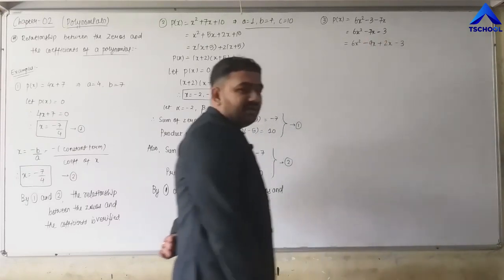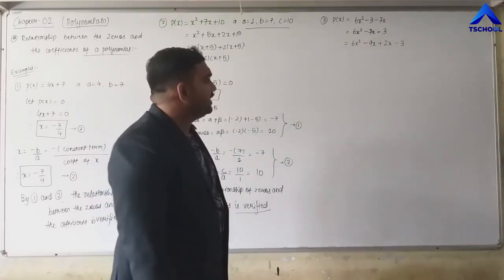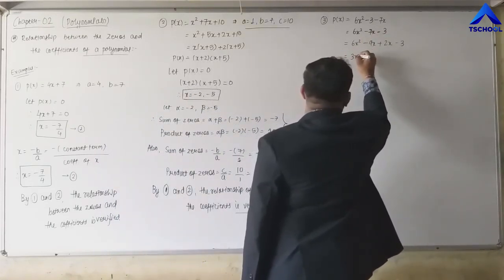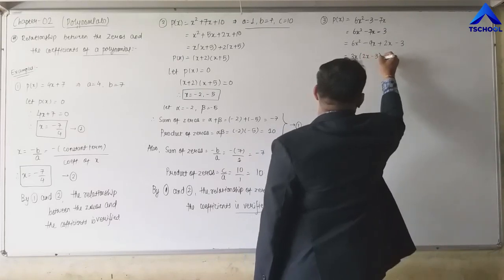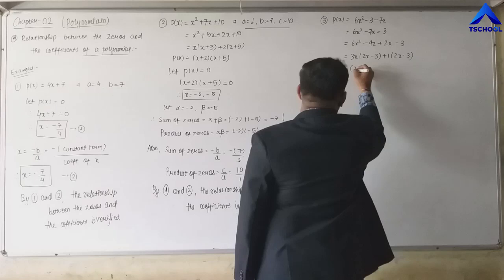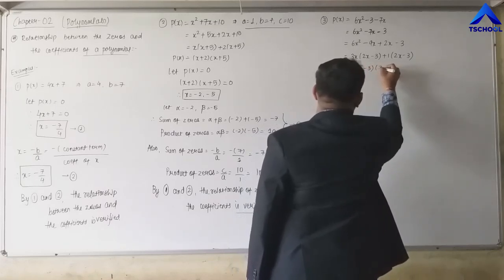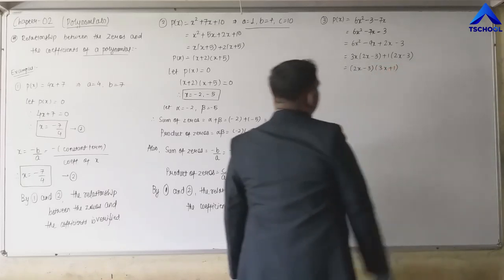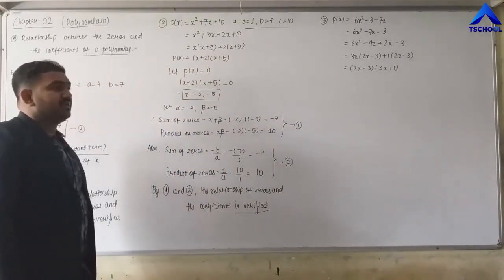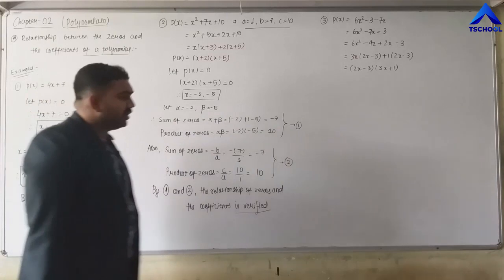Right? So that is 6x square minus 9x plus 2x minus 3. That means I have a common factor 3x into 2x minus 3 plus 1 into 2x minus 3. So that is 2x minus 3 a common factor into 3x plus 1. Right, so these are the factors that we got.